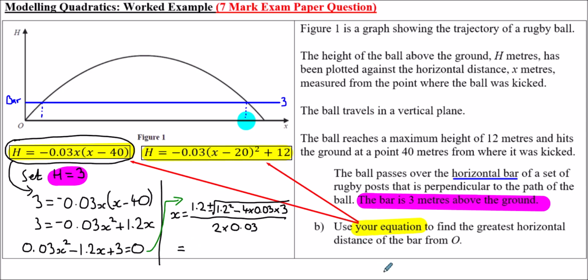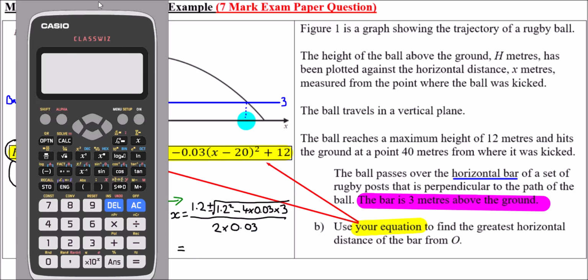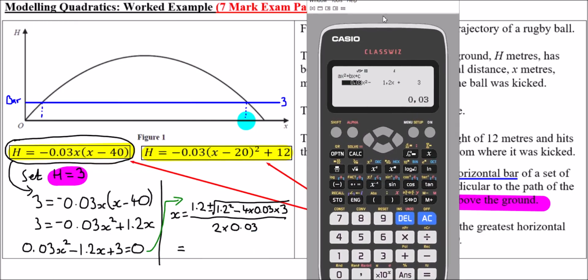So let's see what we get. I'll also show you how to do this on the calculator in the simpler way. So let's just clear this off the screen. So we've got 1.2, because it's minus 1.2, then plus the square root of 1.2 squared minus 4 times 0.03 times 3, all of that divided by 2 multiplied by 0.03. So first one we get is 20 plus 10 root 3, which is 37.3 meters.